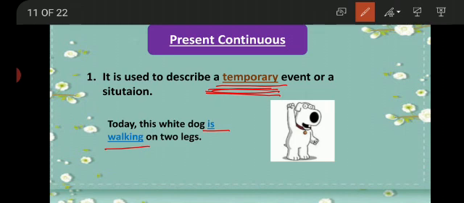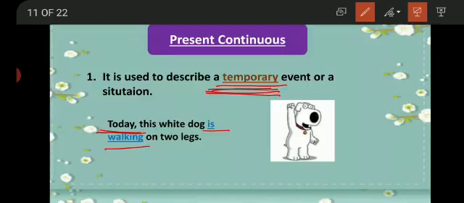And for showing temporary events or such actions which are for a short period of time, we always use some words in present continuous tenses. For example, in this sentence we have used the word today. Today this white dog is walking on two legs. Or you may also say, now this white dog is walking on two legs. So now is used for showing the temporary event. Okay?